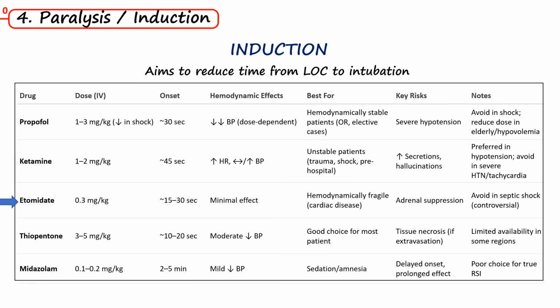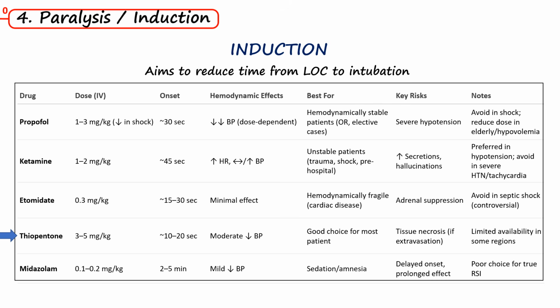Etomidate has a very limited hemodynamic effect and it is used mostly in patients with heart disease or heart failure since it provides stable hemodynamics. However, its use has been limited by concerns of adrenal suppression and there is also limited availability in some countries.